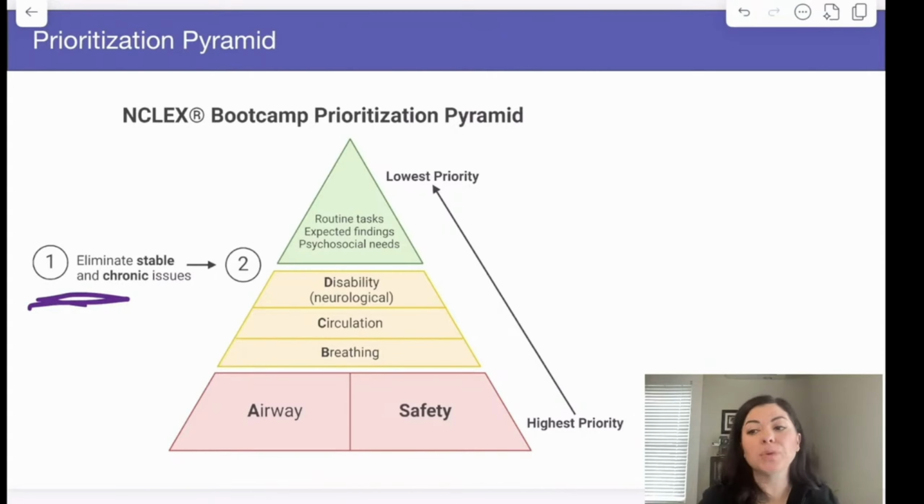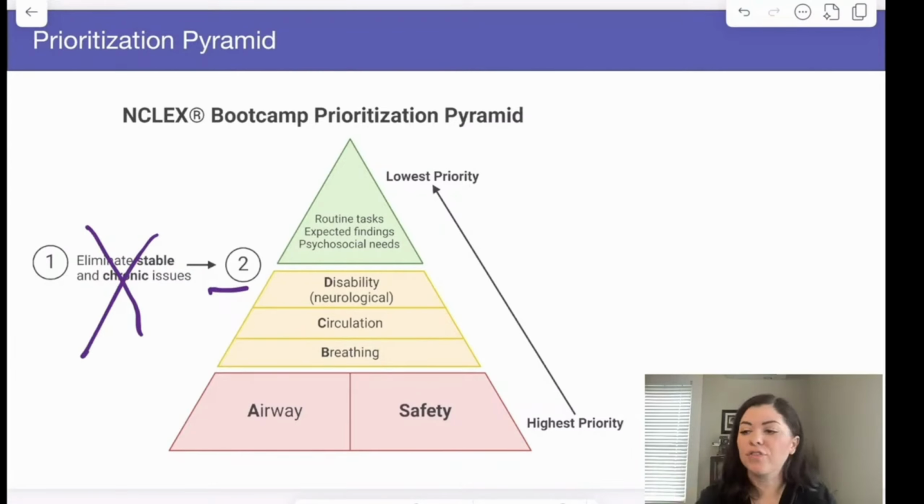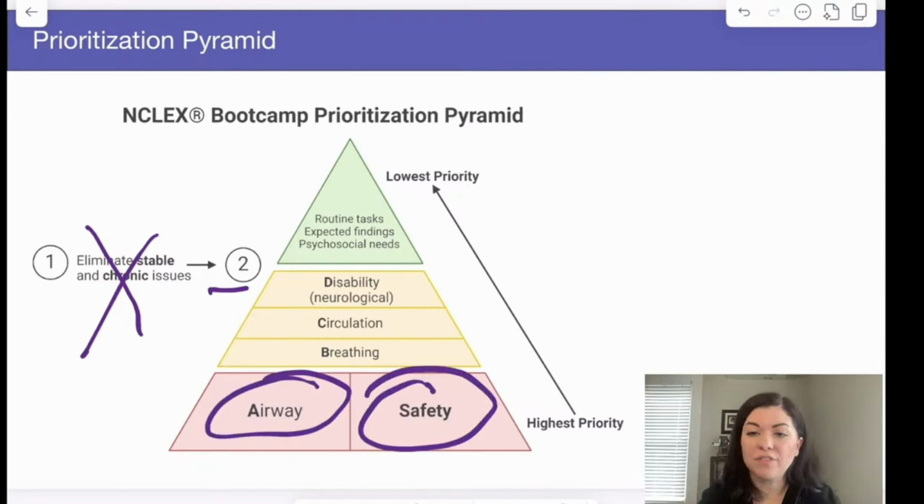Once we're able to eliminate those stable and chronic issues over here on the left, we move to step 2, which is our pyramid. It's going to help guide us to figure out what is truly the highest priority client or the most sick client. Starting at the bottom of our pyramid, we have airway and safety issues.